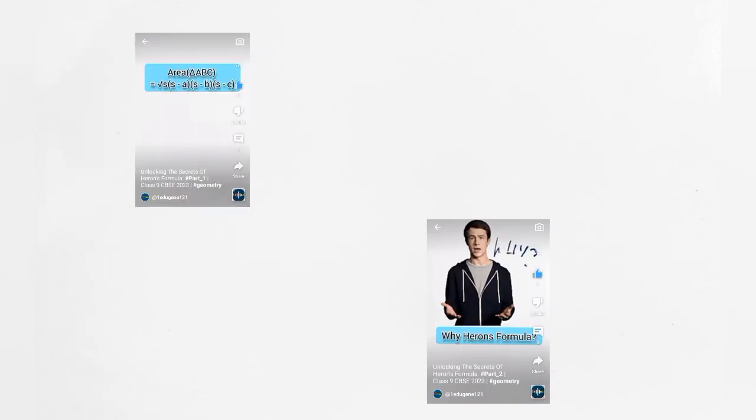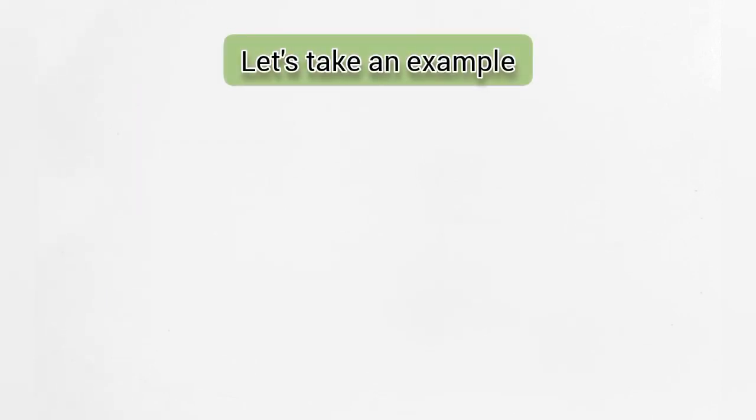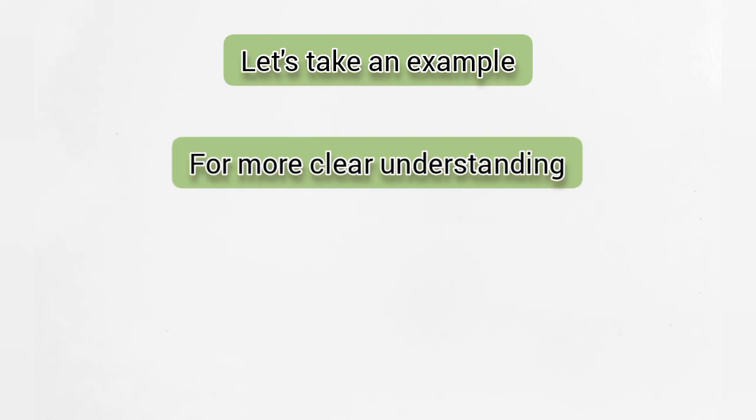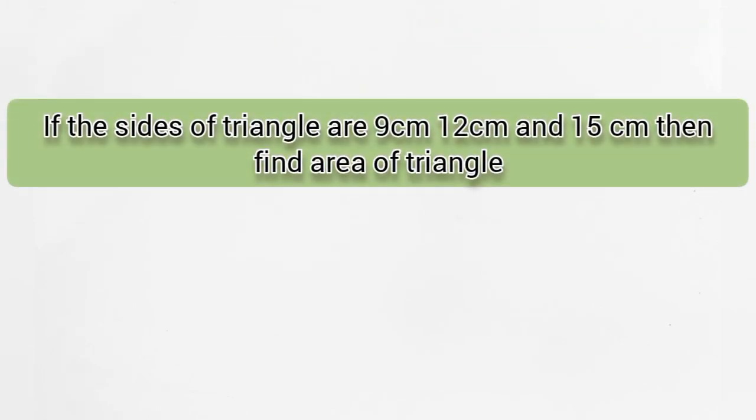In previous videos, we had seen what Heron's formula is, why we use it, and where we can use it. Let's take an example and understand this concept in detail. So let's take an example where height is not given. If the sides of a triangle are 9 cm, 12 cm and 15 cm, then how do we find the area of the triangle? Here is the absence of height.